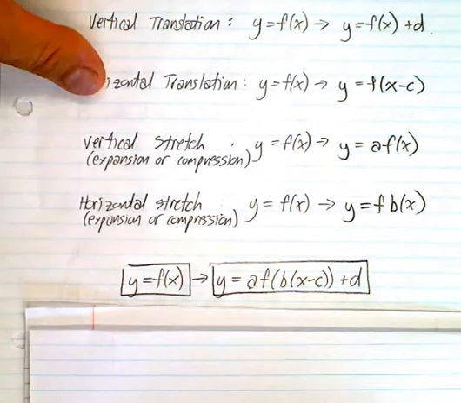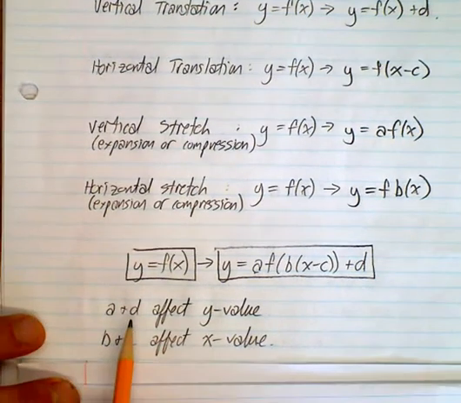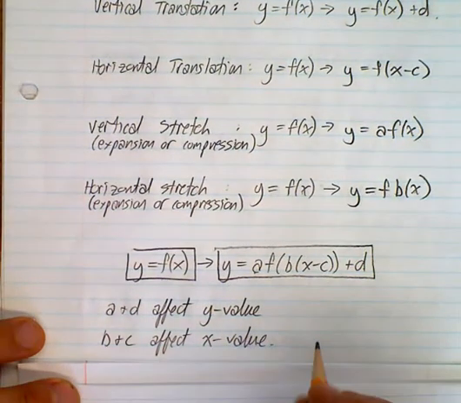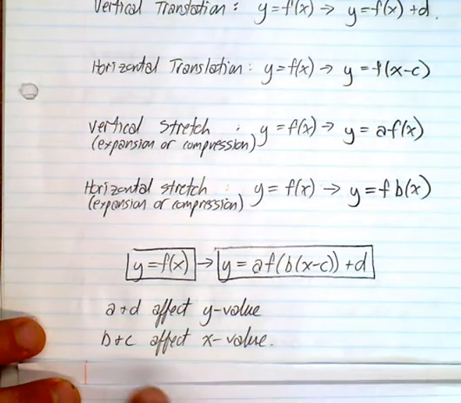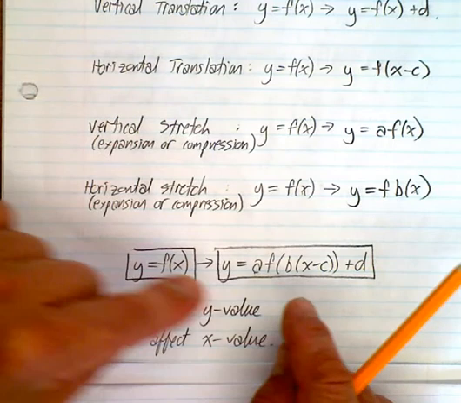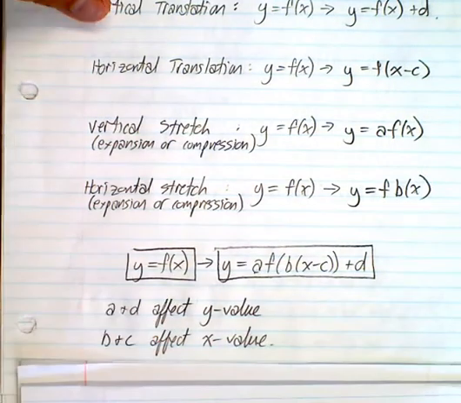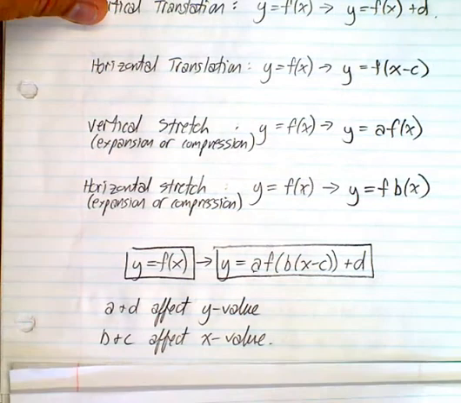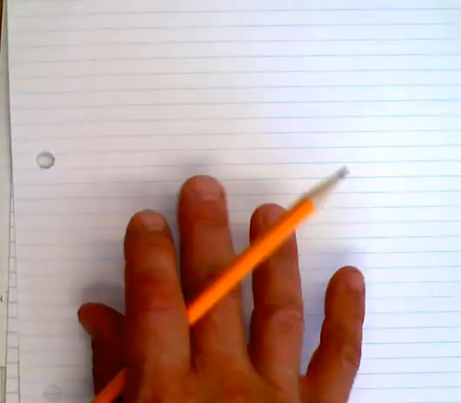One thing, look, the A and the D affect the Y value, so they affect the vertical stuff. B and C affect the X value, so they move it left and right, and they stretch it horizontally or compress it horizontally. The A and the B also have one other thing, and they deal with what we call reflections.